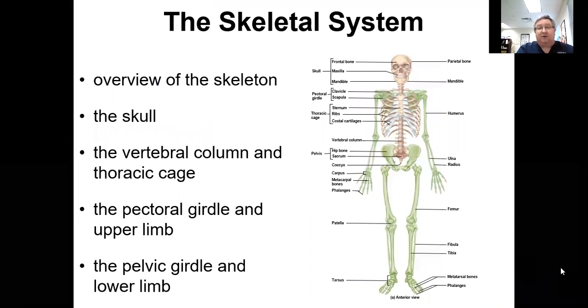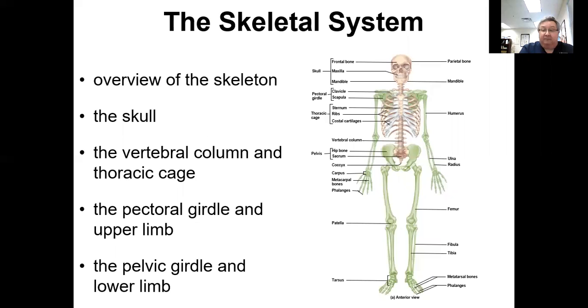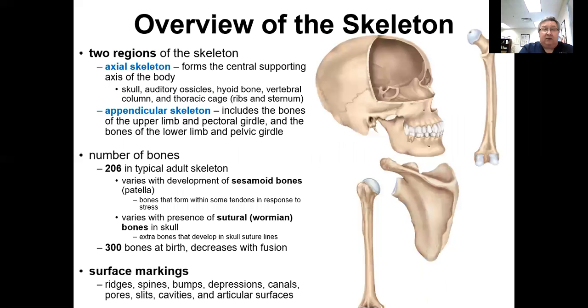So here's the skeletal system. Again, the bones are the basis of the body. We have an axial skeletal system, and we have the appendicular skeletal system. The axial is in the tan, the appendicular is in the green, and we'll hit each of them. The axial skeleton forms the supporting axis of the body, while the appendicular skeleton includes the bones of the upper and lower limbs and the pectoral girdle.